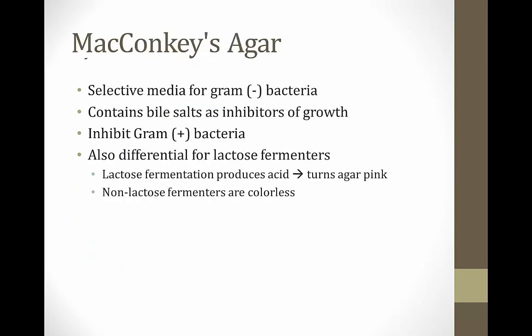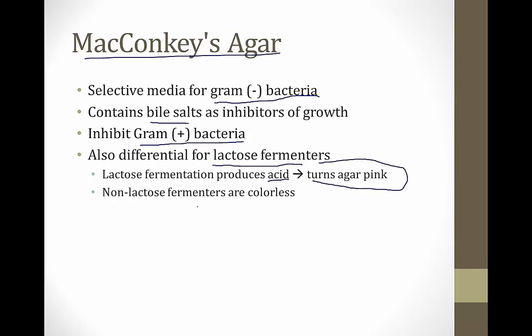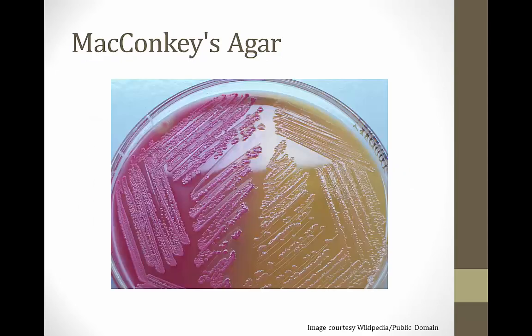MacConkey's agar is a very important and useful growth medium for identifying gram-negative bugs. It's a selective media for gram-negative bacteria, and that's because it contains bile salts, and these inhibit the growth of gram-positive bugs. It's also differential for lactose fermenters, so lactose fermenting bacteria produce acid, which turns the agar pink. Non-lactose fermenters are colorless. So here's an example of what that would look like.